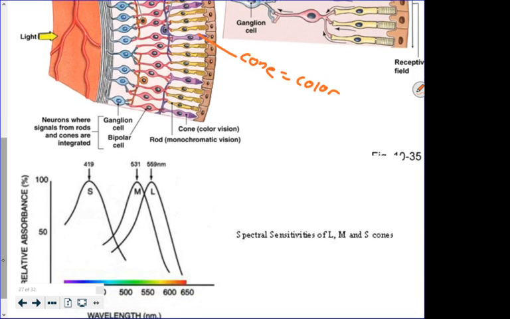And so Hank already told us we have three types of cones. So we have a cone that is sensitive to red light. We have a cone that is sensitive to green light. And we have a cone that is sensitive to blue light.